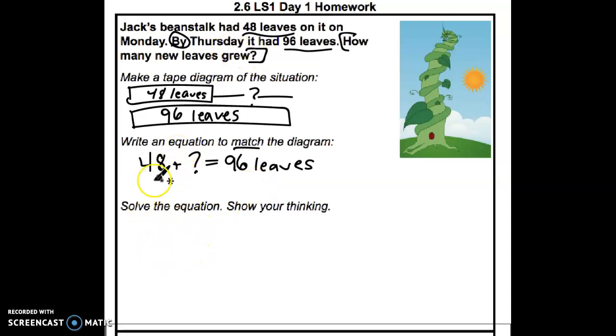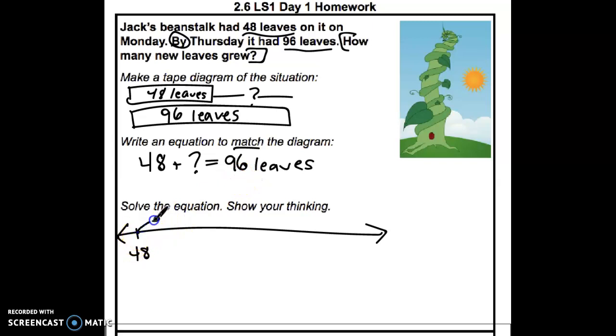So I'll start with an open number line, and I'll check it with base 10 blocks. You can do it however you want to, but just make sure that you're using a strategy that can be shown using place value, not just mental math. So we're going to start with 48, and we're going to end at 96. So here's 48. We need to get to 96.